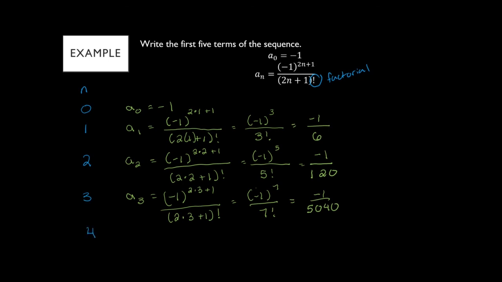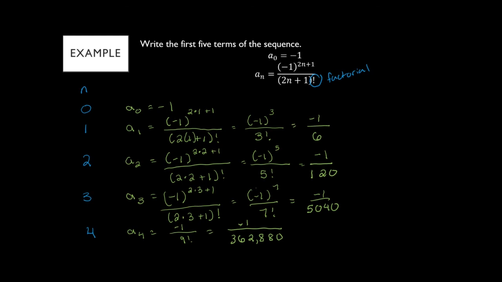And then A4, I'm kind of running out of room here, but I can see the pattern. I know that I'm going to end up with a -1 over, and then because it's 3, 5, 7, this will be 9 factorial. So once you get the handle of the pattern, you don't even really need to plug it in anymore. And 9 factorial is giant: 362,880.